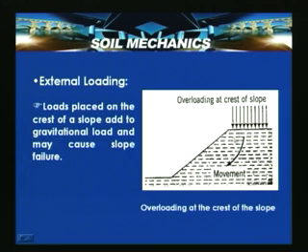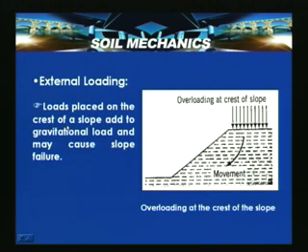And as construction activities cannot be stopped because of infrastructure development and all, we tend to load these slopes with external loads, either due to building loads or due to construction of a certain structure on a particular slope. So these external loadings induce instability in the slopes. If there is overloading at the crest of the slope, this overloading adds to the instability and creates a movement. So overloading at the crest of the slope is also a cause of failure. Load placed on the crest of a slope adds to the gravitational load and may cause slope failure.